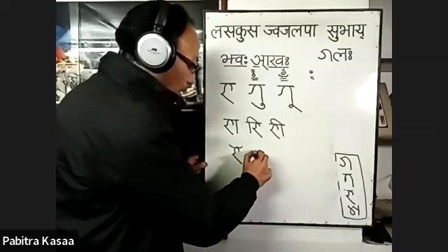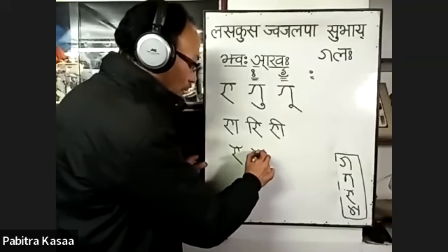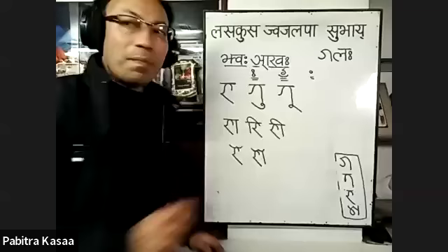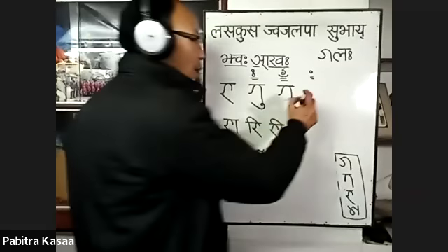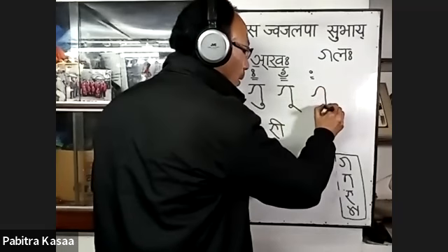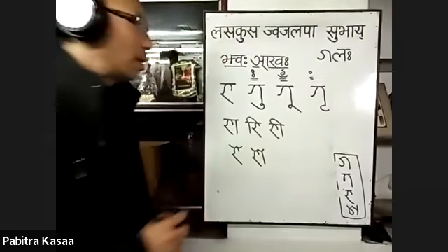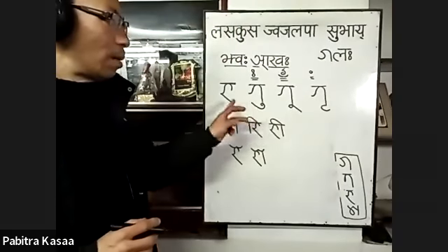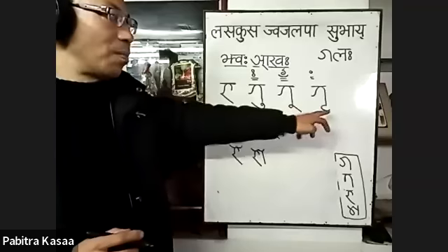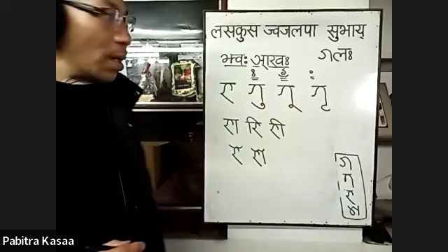Bhe, bho. And when you write pri, it is also written like this. Pri. When you write ukar, the rasva ukar and dirgha ukar and the pri, the shape changes. Otherwise, it's all the same.